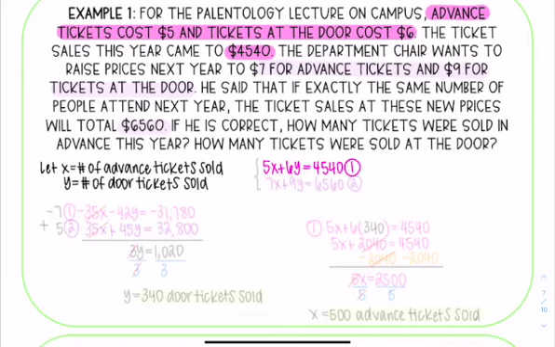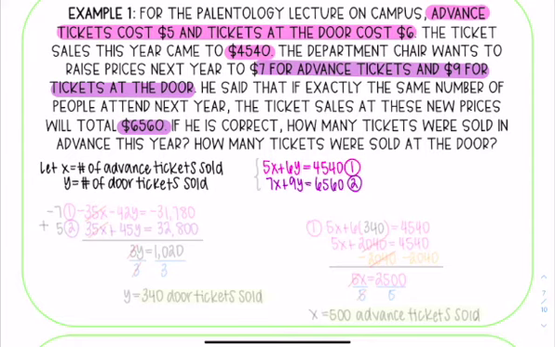Let's go to the next one. The department chair wants to raise prices next year to $7 for advance tickets and $9 for tickets at the door. He said that if the exact same number of people attend, the new prices are going to total $6,560. So let's go ahead and write the new equation. That's going to be 7x plus 9y equals 6,560. And that's equation number 2.